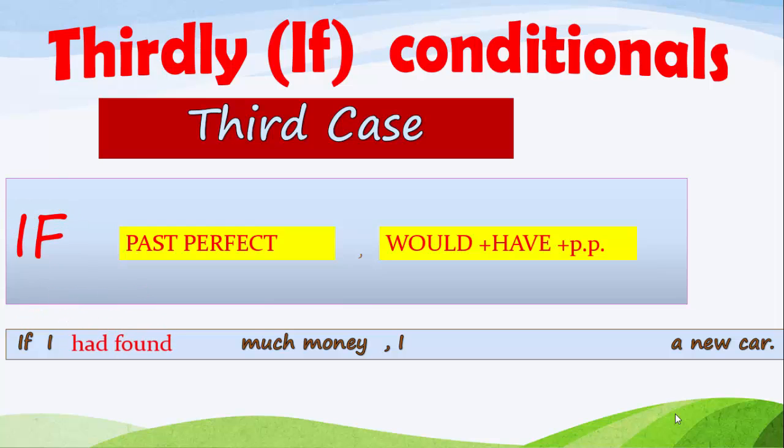Excellent. If I had found much money, I would have bought a new car. When you look at the example, you can find that the verb had found is in the past perfect, and the second sentence is used with would have plus the past participle of the verb buy, which is bought. If I had found much money, I would have bought a new car.